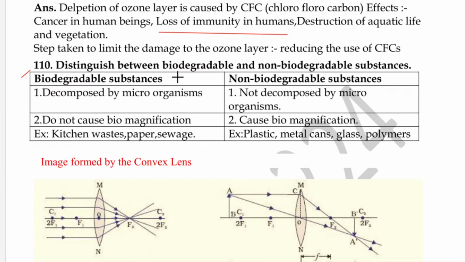Next one, distinguish between biodegradable and non-biodegradable substances. Biodegradable substances are decomposed by microorganisms. Here, non-biodegradable substances are not decomposed by microorganisms. Biodegradable substances do not cause biomagnification. Here, non-biodegradable substances cause biomagnification. Examples of biodegradable substances: kitchen wastes, paper, sewage, etc. Examples of non-biodegradable substances are plastic, metal cans, glass, polymers, etc.